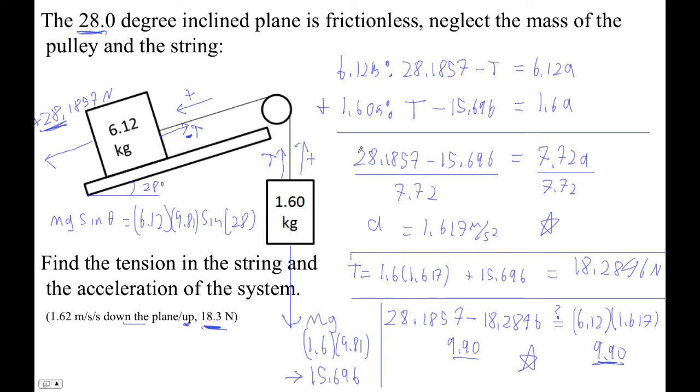You'll always be able to do it. It'll always end up being some expression like this where it's force causing acceleration minus force preventing it, all divided by the sum of the masses. When you find the acceleration, plug it into one of the equations and get the tension, and then plug everything into the last equation and see if it works.